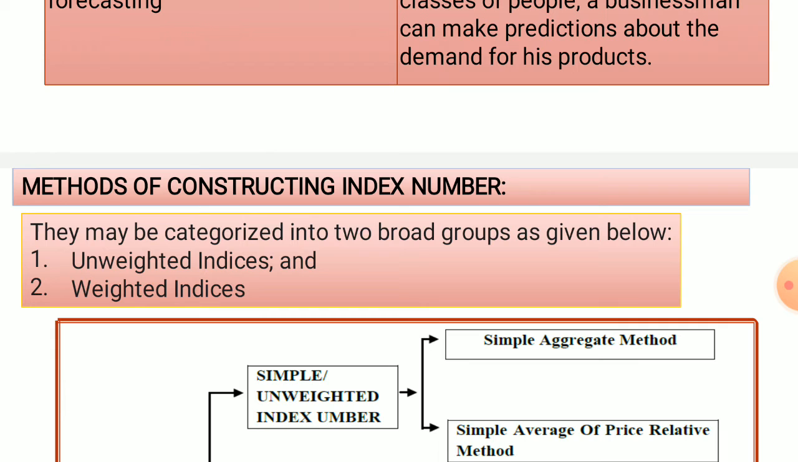It is used by all types of people who have the purchasing power and the capacity to purchase the various products or commodities in the market, and businessmen, economists, and government are using index numbers extensively for framing various policies and to take various decisions for fixation of the wages, and to know the purchasing power of different classes of people.